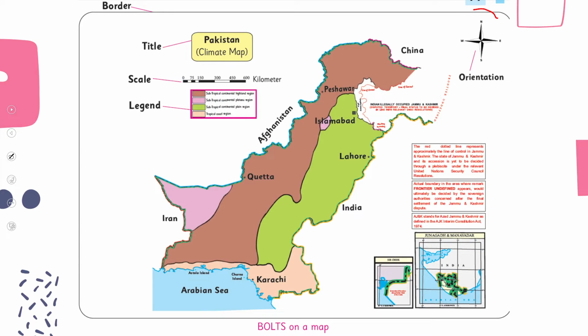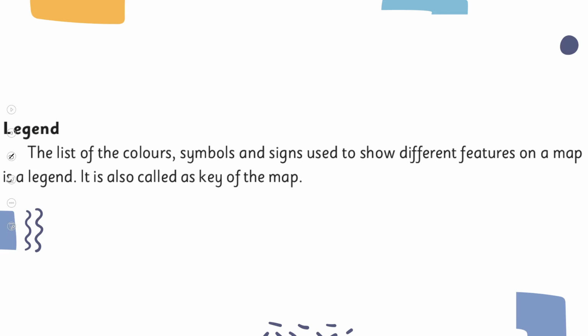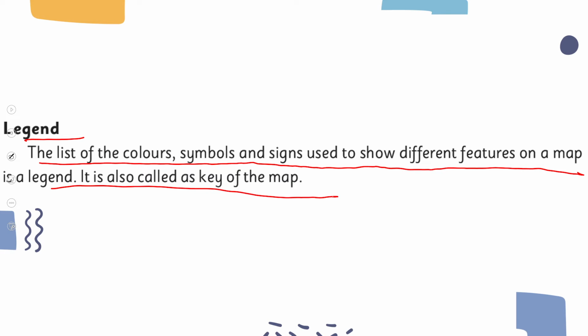So the compass rose directions drawn on the map, these are called the orientation: north, east, west and south. Then comes the legend. The list of the colors, symbols and signs used to show different features on a map is the legend. It is also called a key feature of the map.